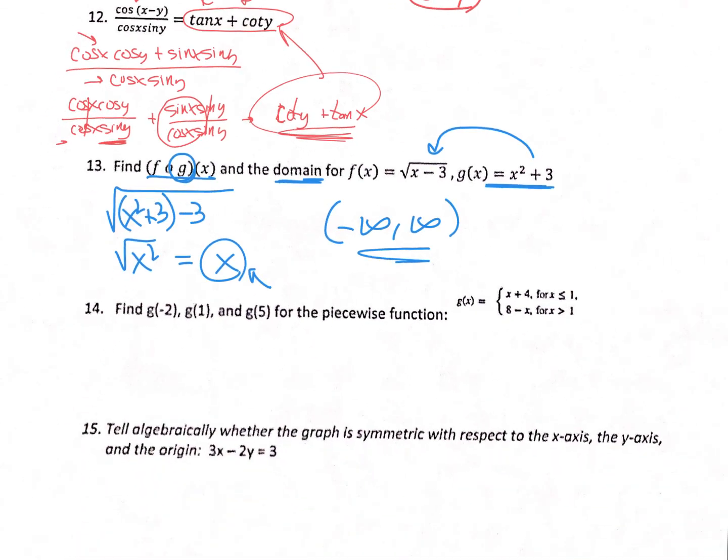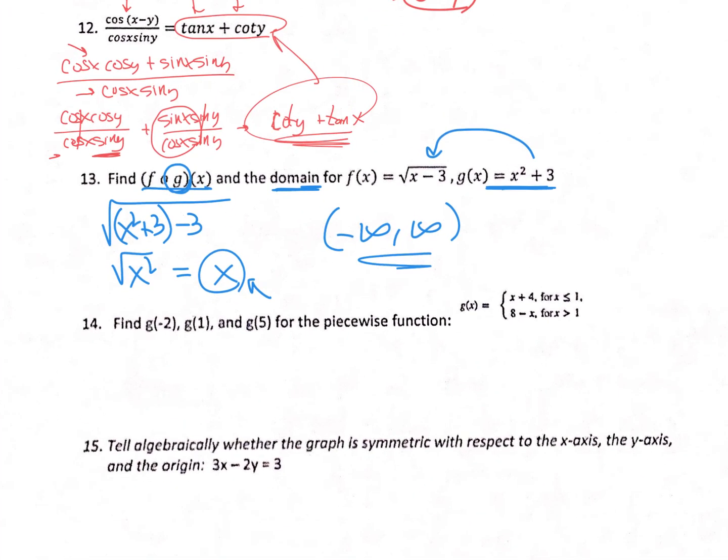Let's go 14. Got two more. 14, find g of negative 2. So to find g of negative 2 here, you just got to figure out where you're going to plug that in. I think y'all are great at this. Negative 2 is less than 1, so I'm going to plug the negative 2 right there. Negative 2 plus 4 is positive 2. That's all you do there.